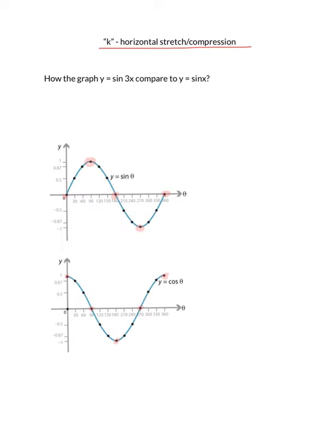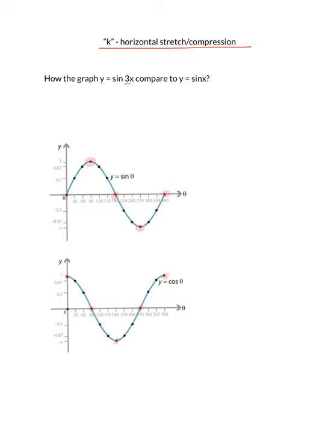So moving forward, how does the graph of y equals sine of 3x compare to y equals sine of x? So the first thing that we're going to notice is that this 3 is my k. So this 3 is attached to my x, and it comes after the sine. So if it were to come before the sine, we would know that it would be an a, but since it's after, we know it's our k.